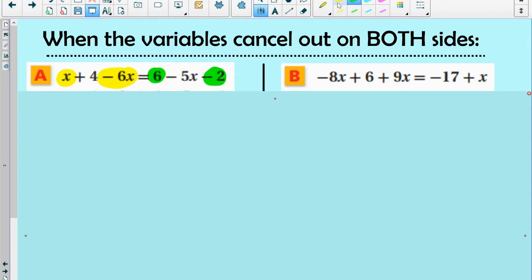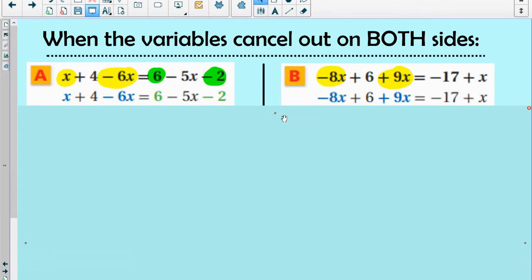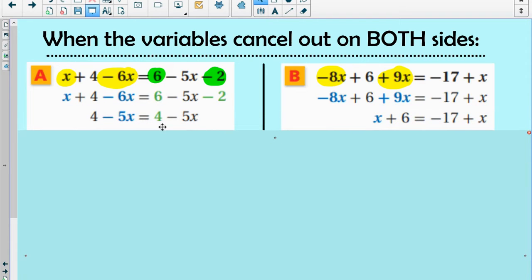For example B, we see a very similar setup. On the left-hand side, we have two variable terms that we can combine. On the right-hand side, we don't see any like terms that we can combine. So our first step is going to be to combine like terms. And the color coding there just shows which terms will be combined. So in example A, 1x minus 6x is negative 5x. So we get 4 minus 5x left over. 6 take away 2 is 4, so we get 4 minus 5x on the right side.